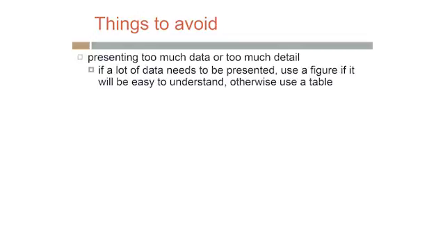If a lot of data does need to be presented, occasionally it does, then use a figure if it will be easy to understand. If the figure will not be easy to understand, then use a table. In general, figures are easiest to understand, followed by tables, followed by very long paragraphs. So you want your paragraphs to not be overly short, but you want them to be clear and easy to understand and supported with tables or figures to the degree that it helps.